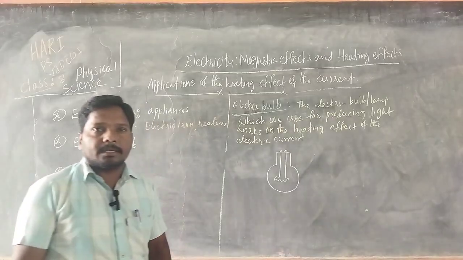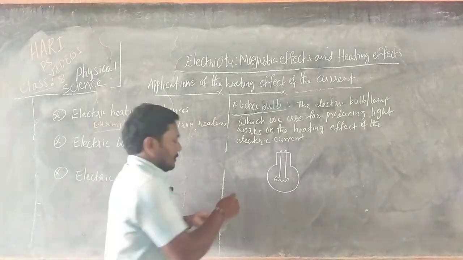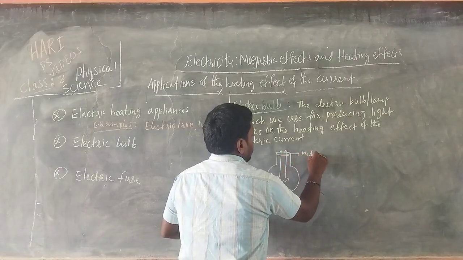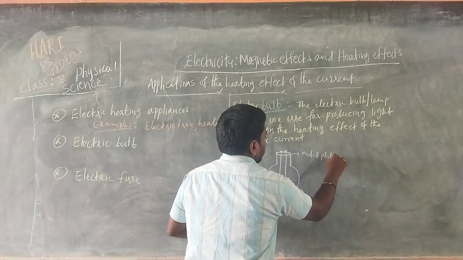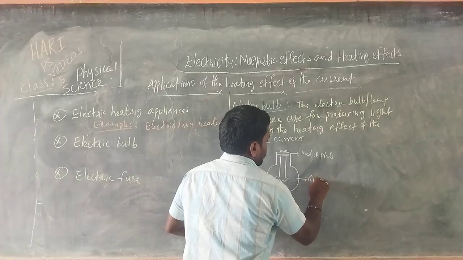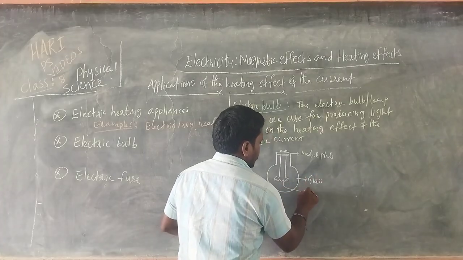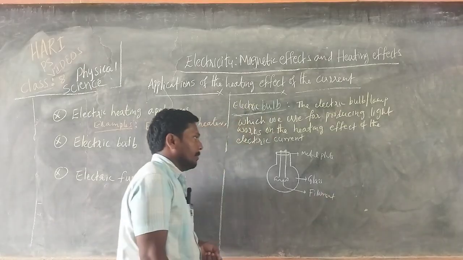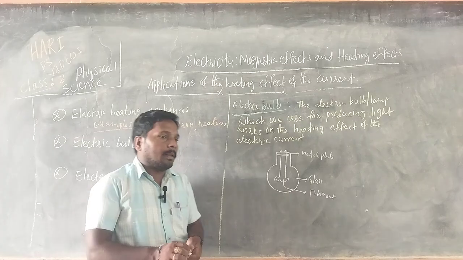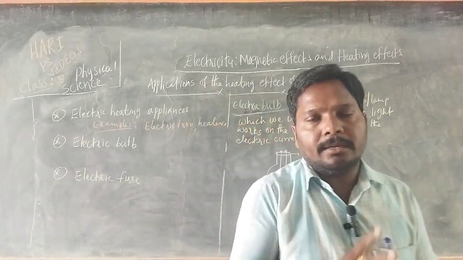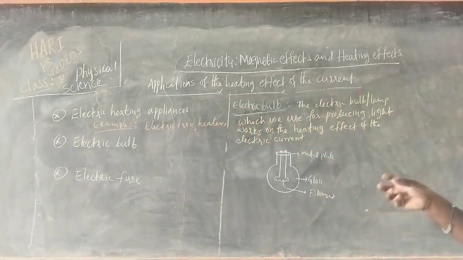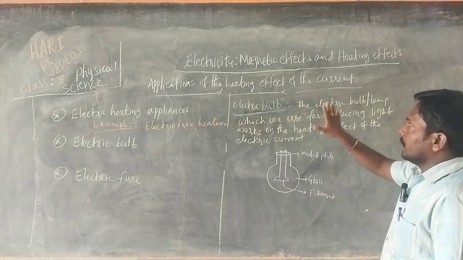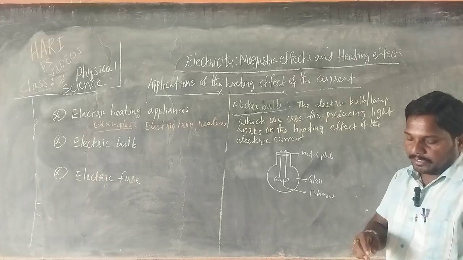This is the electric bulb. Here there is a small metal plate, a glass tube. Inside there is a filament. So the electric bulb will give light when electric current is passed through the bulb because of the heating effect of the electric current.